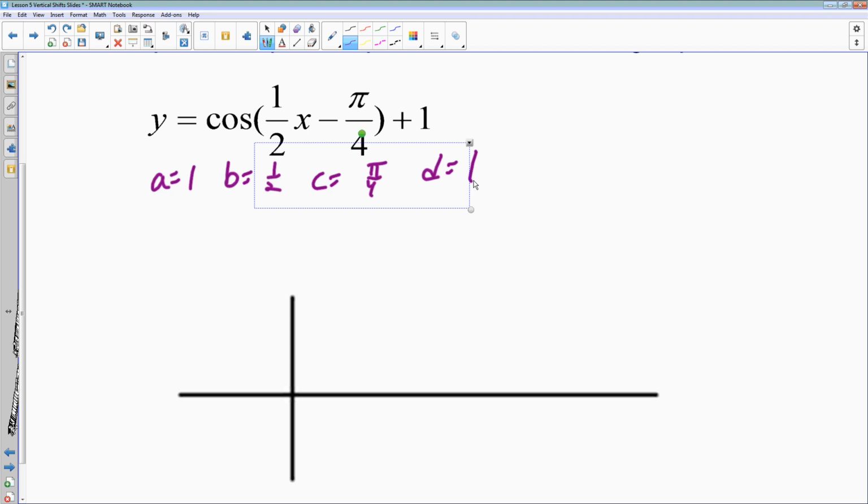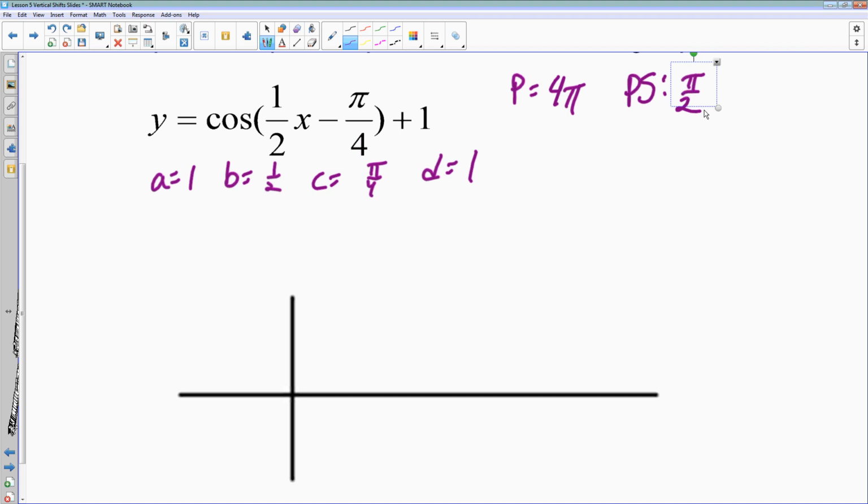So before we get started on this one, we definitely want to know our period, our phase shift, all that good stuff. So for cosine, the period normally is 2 pi. But when I divide 2 pi by 1/2, keep, change, flip, that's going to become 4 pi. So that's 1 period. My phase shift, remember, is C over B. So pi over 4 divided by 1/2, keep, change, flip. That will become 2 pi over 4, which reduces to pi over 2.